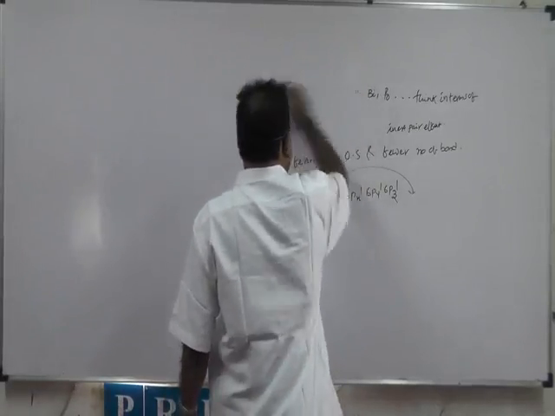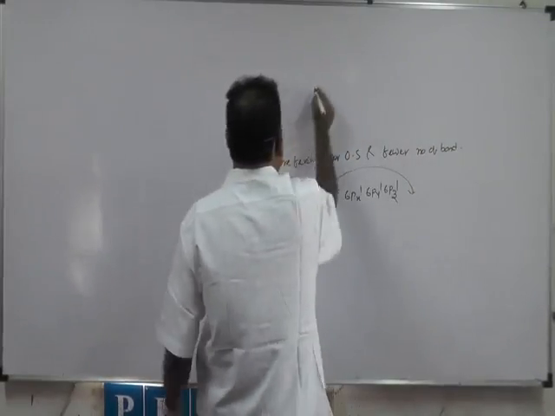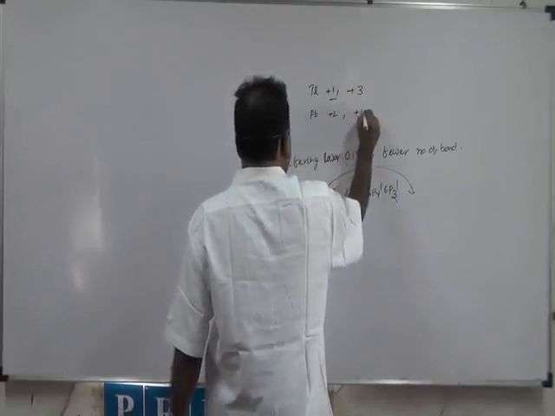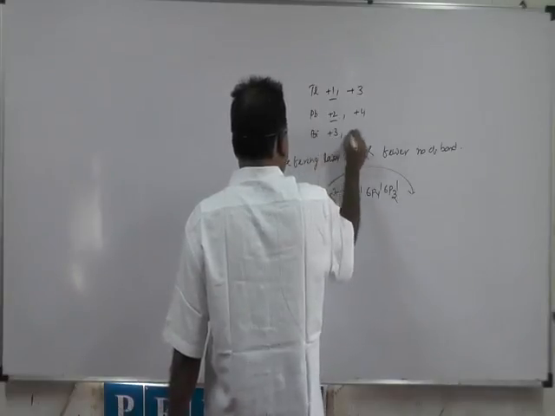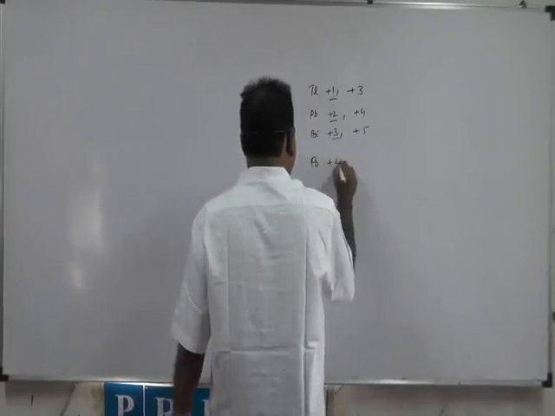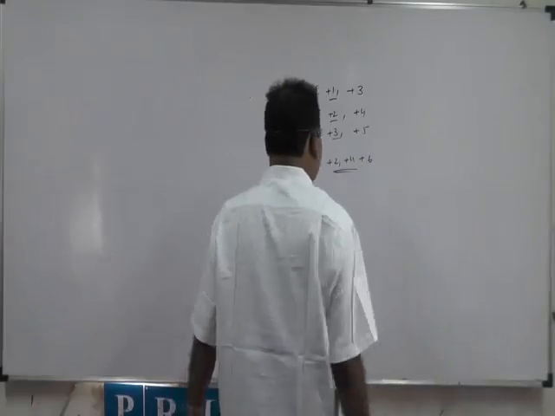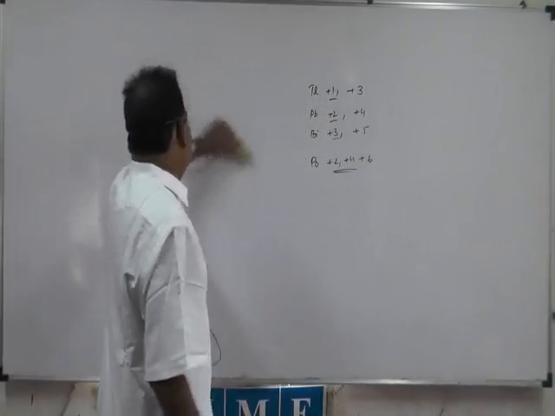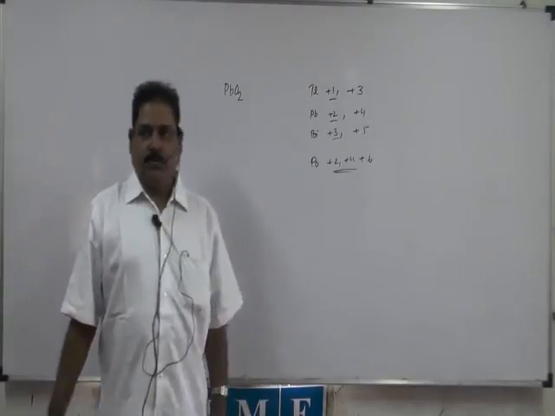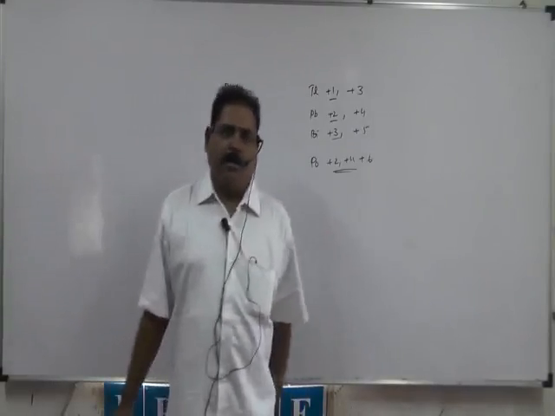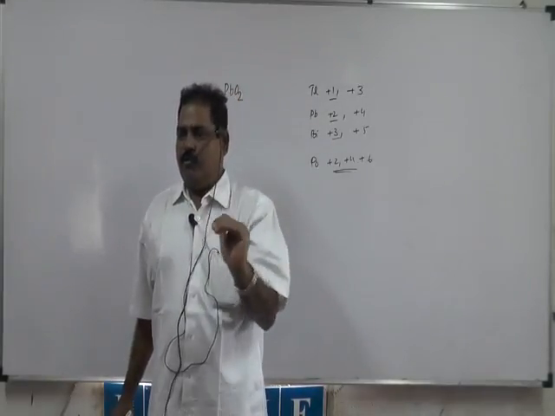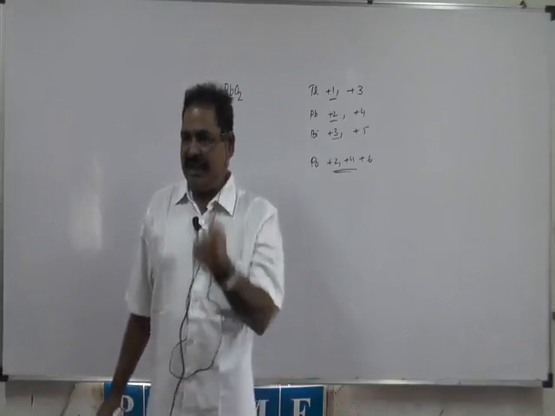Now, preferring. So, for thallium, what are the oxidation states offered? Plus 1, plus 3. What does it prefer? Plus 1. Lead plus 2, plus 4. Bismuth plus 3, plus 5. Polonium plus 2, plus 4, plus 6. It prefers 2 and 4. So, PbO2 is a good oxidizing agent. Why? PbO2 is a good oxidizing agent because it's in plus 4 state. It wants to go down a little to plus 2, becoming PbO, by taking electrons.